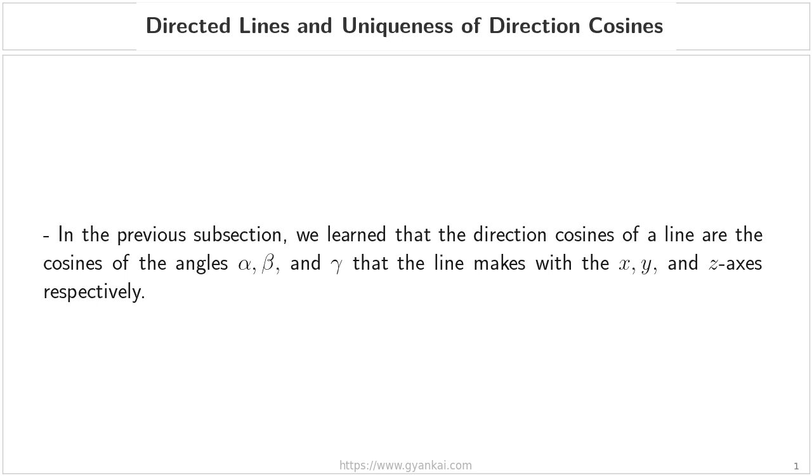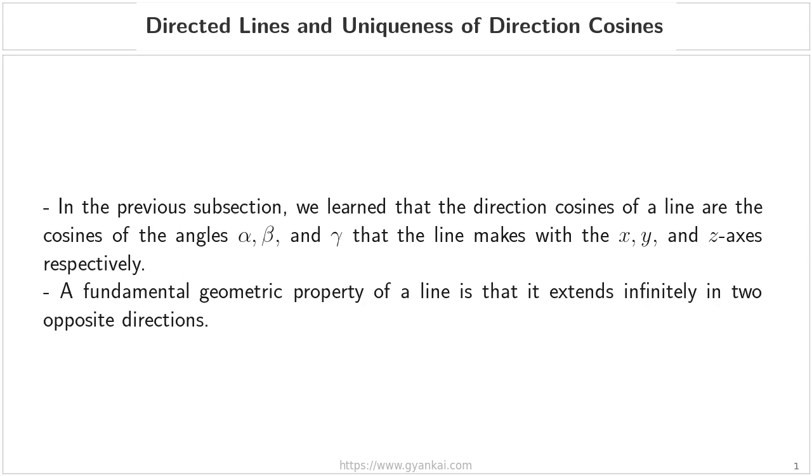To start, let's quickly recap what we covered in our previous subsection. We learned that the direction cosines of a line are simply the cosines of the three specific angles, alpha, beta, and gamma, that the line makes with the x, y, and z axes, respectively.